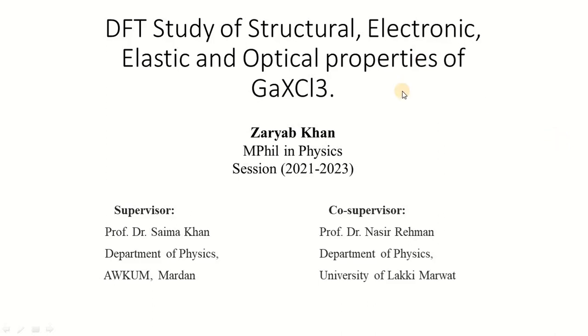My research topic was a DFT study of structural, electronic, elastic and optical properties of gallium beryllium trichloride and gallium calcium trichloride. So first of all, we have to look at this perovskite structure, in which we have gallium from group 3rd of the periodic table, which is a post-transition metal, and X represents here two elements, which are beryllium and calcium. Beryllium and calcium are from group 2nd of the periodic table, which is alkaline earth metals, and the third one is chlorine, which is from the halogen group 7 of the periodic table.